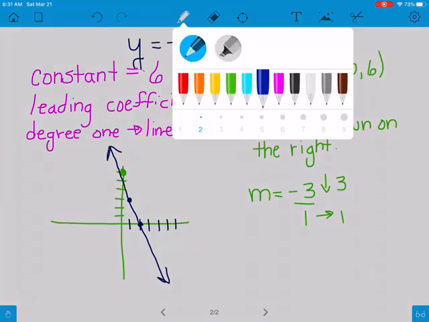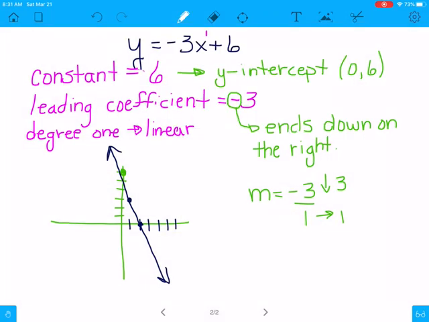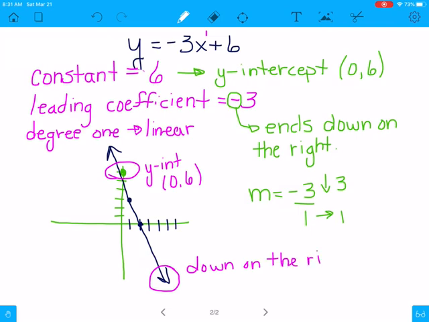That was pretty sad. I have a linear equation with a y-intercept at 0, 6. And I end down on the right. So my leading coefficient tells me how I end on the right, which is down, and my constant at the back is my y-intercept. Now linear functions end down on the right. That means that they'll end up on the left because linear are always in opposite directions.